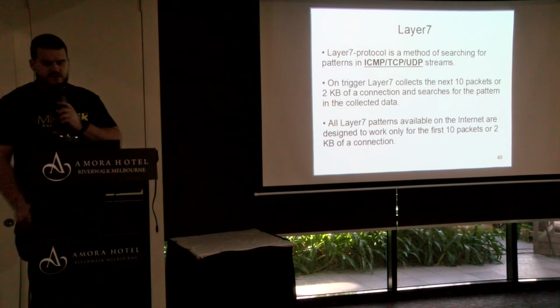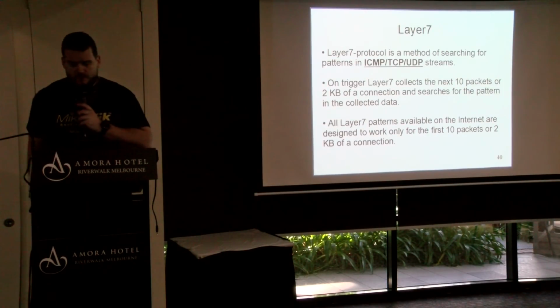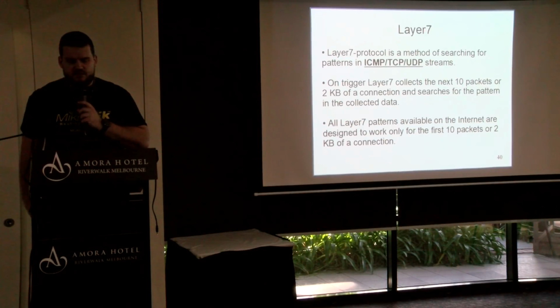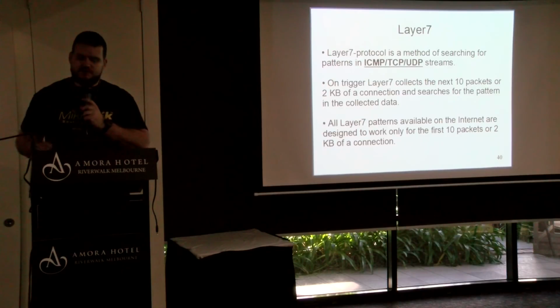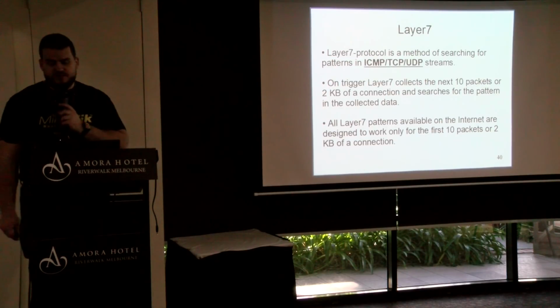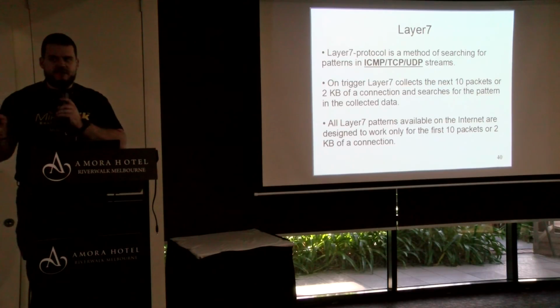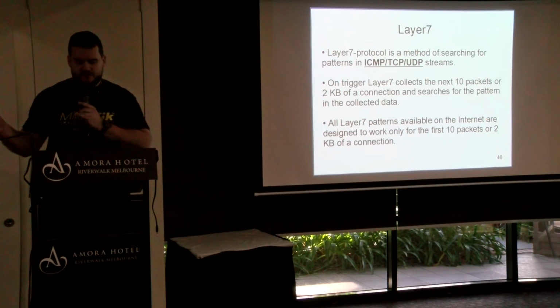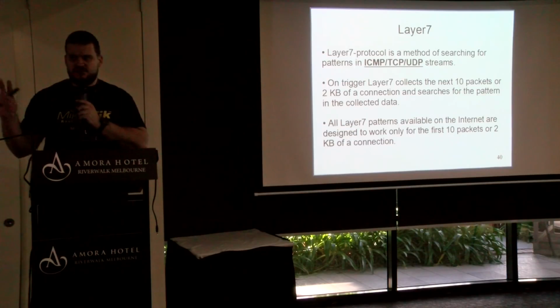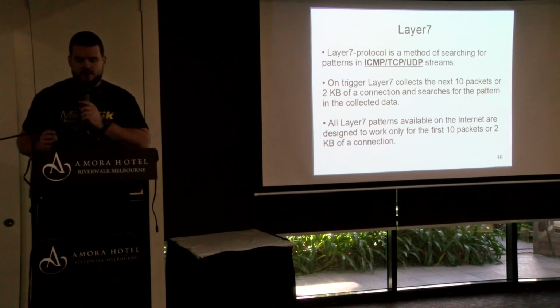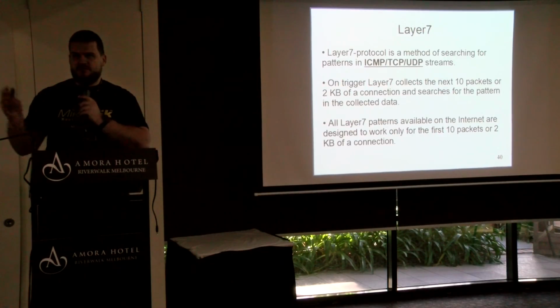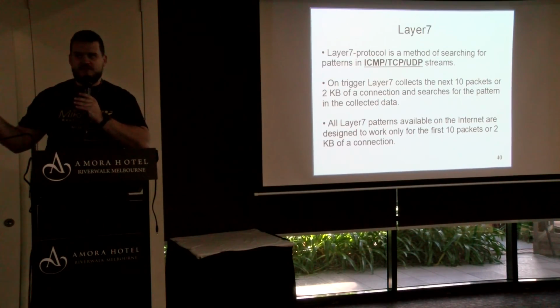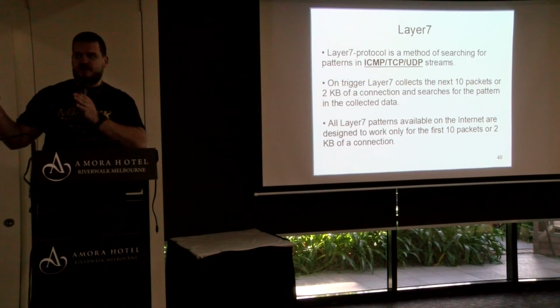So let's take a look at what layer 7 actually is. This layer 7 protocol is a method of searching for special patterns inside TCP, UDP, and ICMP streams. But in order to find a pattern, it needs to collect some amount of data to look for that pattern. So in the layer 7 case, it's 2 kilobytes or 10 packets. With a rule that does drop instantly, you cannot get that amount of traffic, because you already dropped it at the beginning, so there's no collection part.